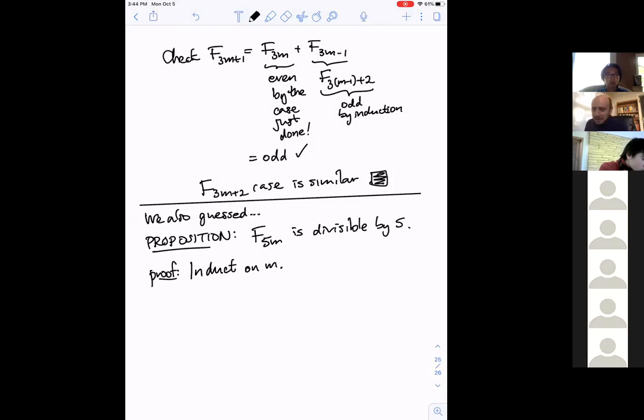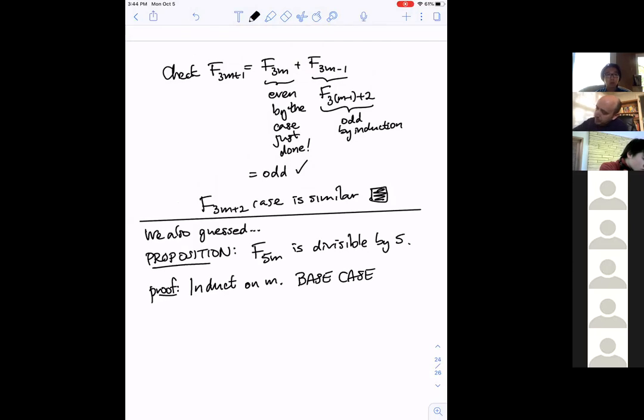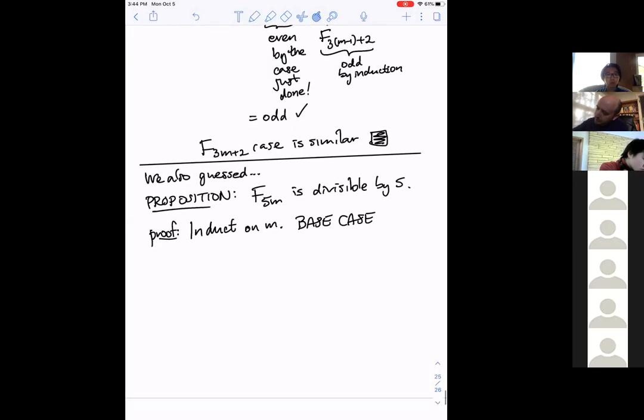Let's again induct on m. All right. Again, the base case, oh yeah, we did actually bother to check that base case m equals 0. Didn't mean to do that. In the base case, m equals 0. What are we saying? F of 5 times 0, yeah, is F of 0, which is 0. Good, that's divisible by 5.